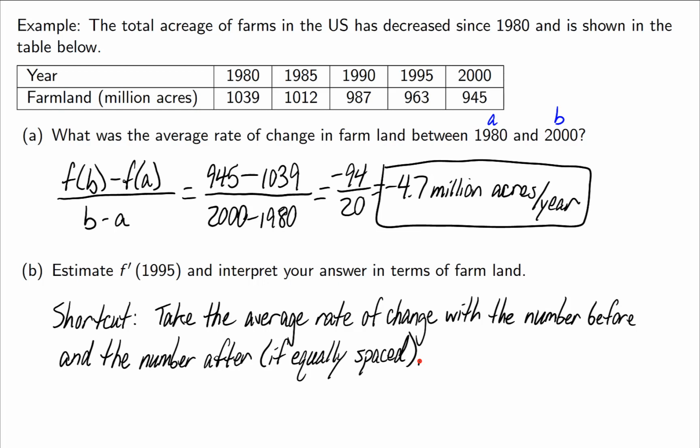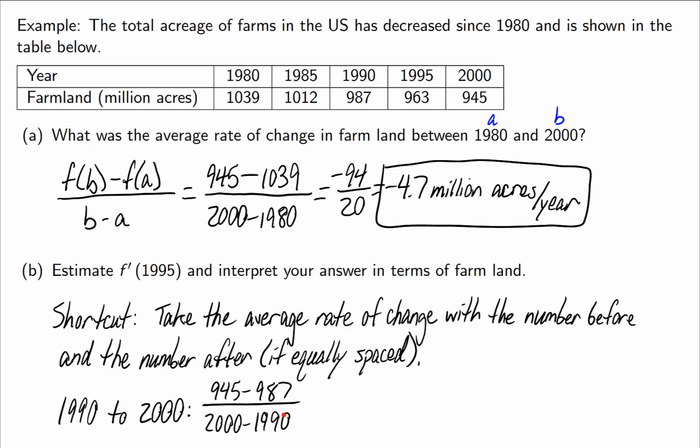So in order to find f prime of 1995, the shortcut is to do the average rate of change from 1990 to 2000, and you'll actually get the same answer as if you had done two average rates of change and averaged them together. You might think about what those numbers would look like and see if you can convince yourself why this shortcut works as well. So in this problem, I have 945 minus 987 over 2000 minus 1990. When I do that, I get negative 4.2 million acres per year.